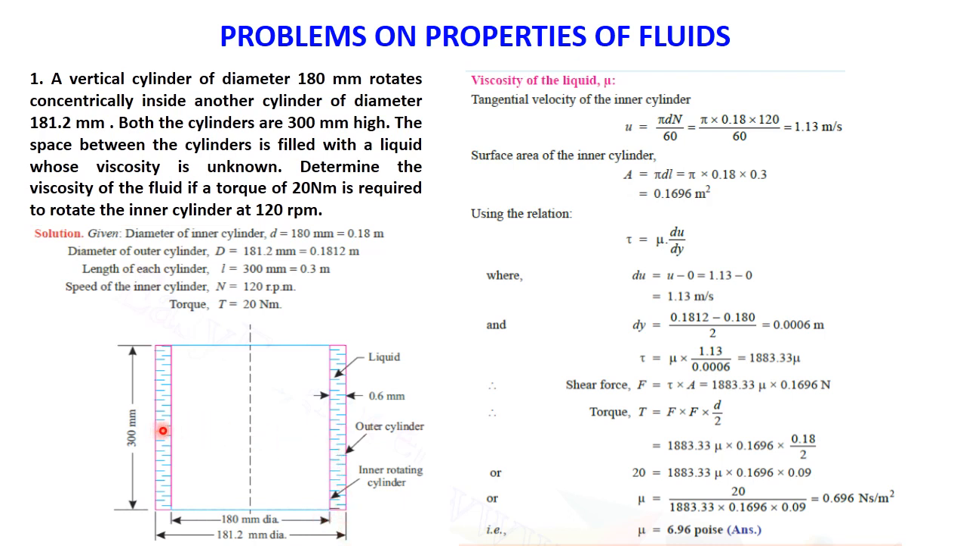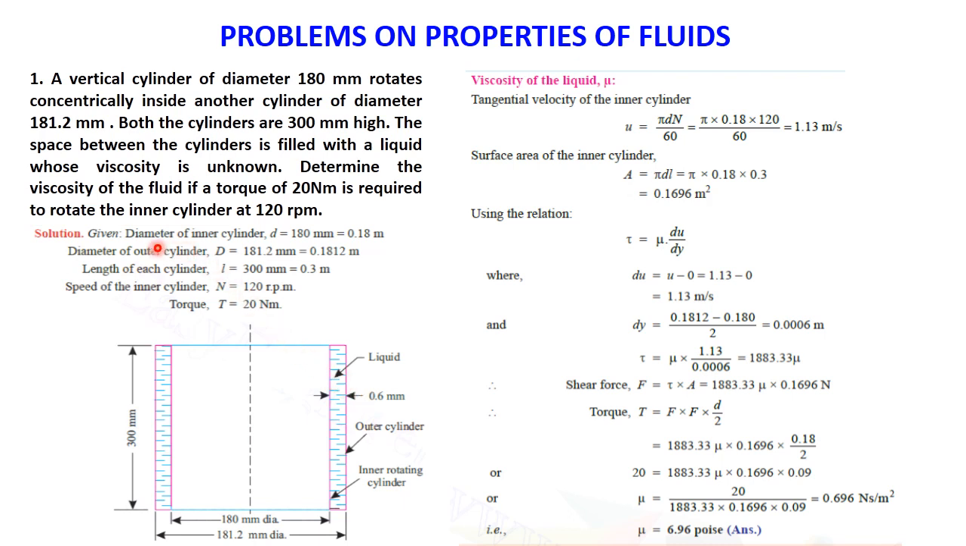Between these two there is a fluid layer whose viscosity is unknown. So we do not know this viscosity. We have to find the viscosity of the fluid which is between these two cylinders. Both cylinders have a height of 300 mm, and the torque required to rotate the inner cylinder at 120 rpm is 20 Newton meter. So we have to find now the viscosity of this fluid which is present between these two vertical cylinders.